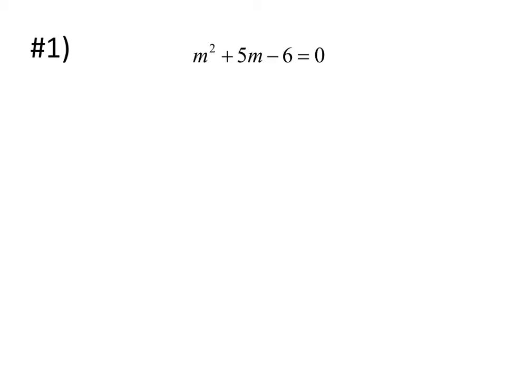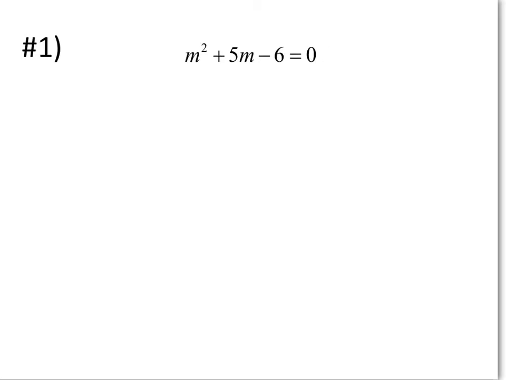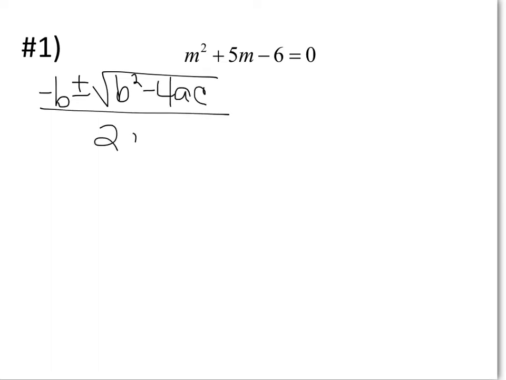So remember, your quadratic formula says negative b plus or minus the square root of b squared minus 4ac all over 2a. Okay? So the first thing you need to do is make sure it's in the right form. Okay? M squared plus 5m minus 6 equals 0 is the correct form. So I'm going to go ahead and list out what a, b, and c are.